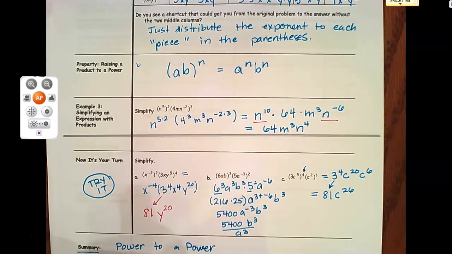So in summary, we learned how to do power to a power problems. And if we have a product, or two things being multiplied, we now can take a product to a power.